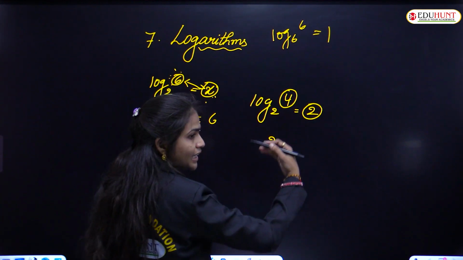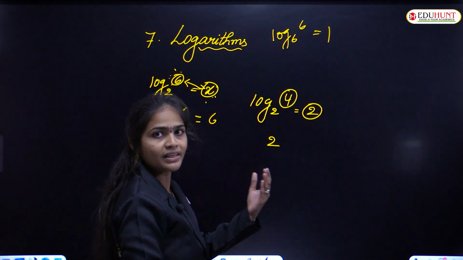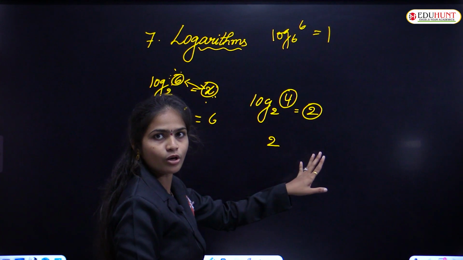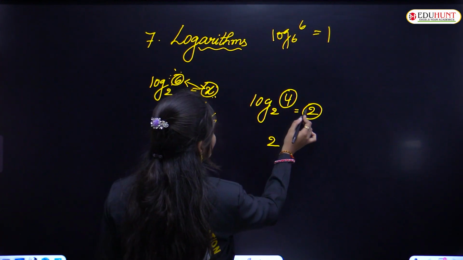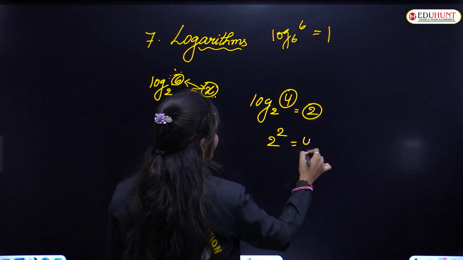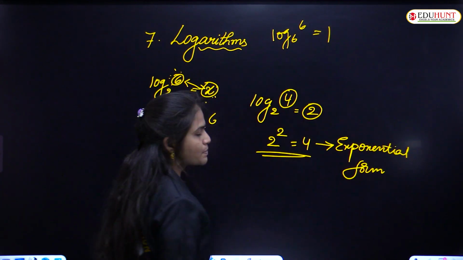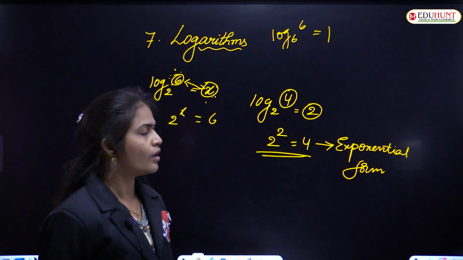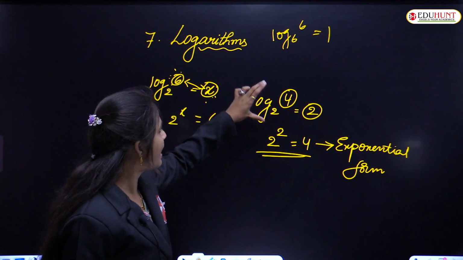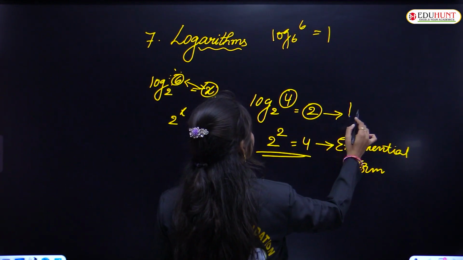Here we are converting into exponential form, no? While converting into exponential form, we should not write the logarithm. So 2 square is equal to 4. This is the exponential form. Did you understand that? This is the exponential form and this is the logarithmic form.